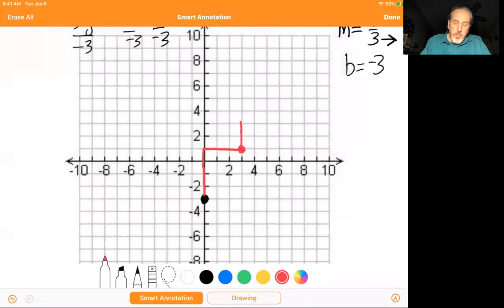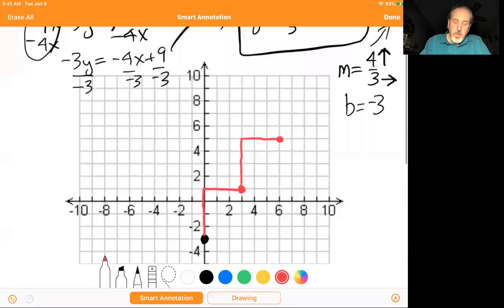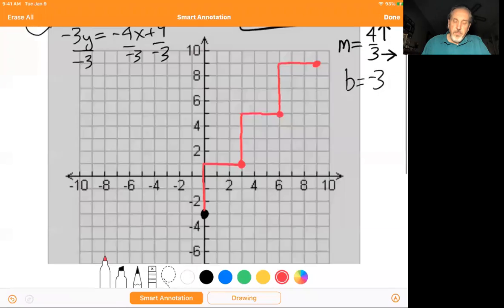Up 1, 2, 3, 4, and to the right 1, 2, 3. There's another point on the line. You don't have to do it this many times. I'm just showing you for practice. Up 1, 2, 3, 4, to the right 1, 2, 3. And you can see that those are forming a straight line.